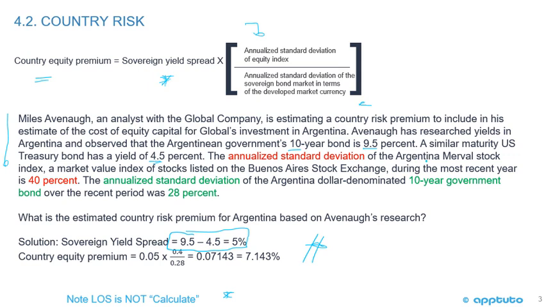Now, as I said, I've highlighted some stuff in colors here to follow the ball. The annualized standard deviation of the Argentina stock market index during the most recent year is 40%. So now we've got the numerator here. That's 40%. And the annualized standard deviation of the Argentina dollar-denominated 10-year government bond over the recent period was 28%. So that's what you need for the denominator, 28%. So you put it together, it's going to be 5% times 40% divided by 28%. And we're going to get 7.143% as the country equity premium.